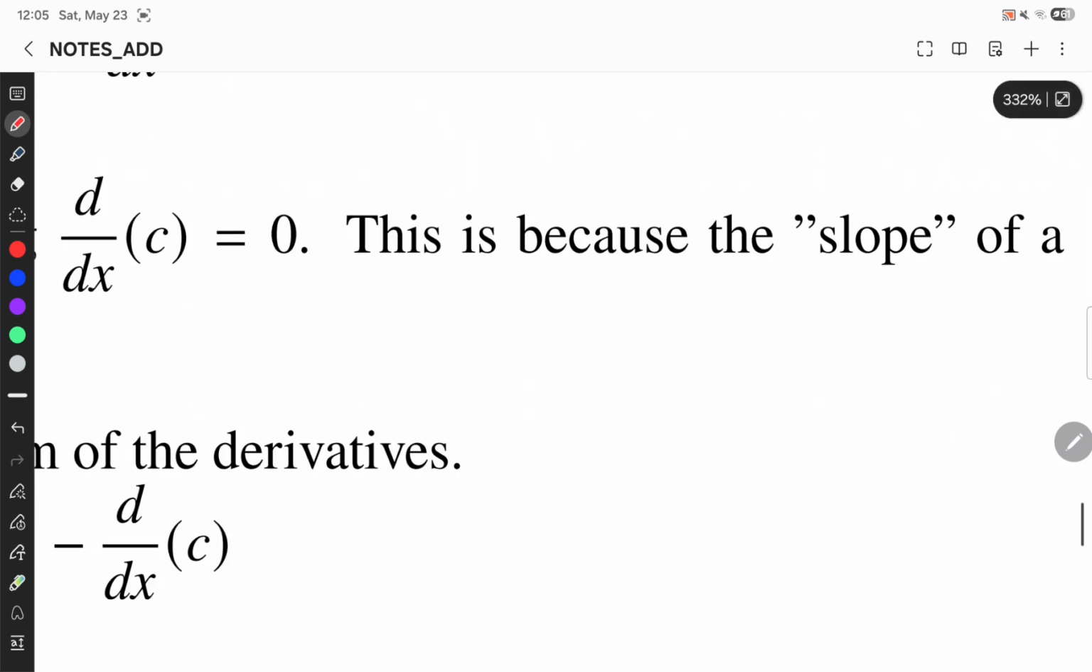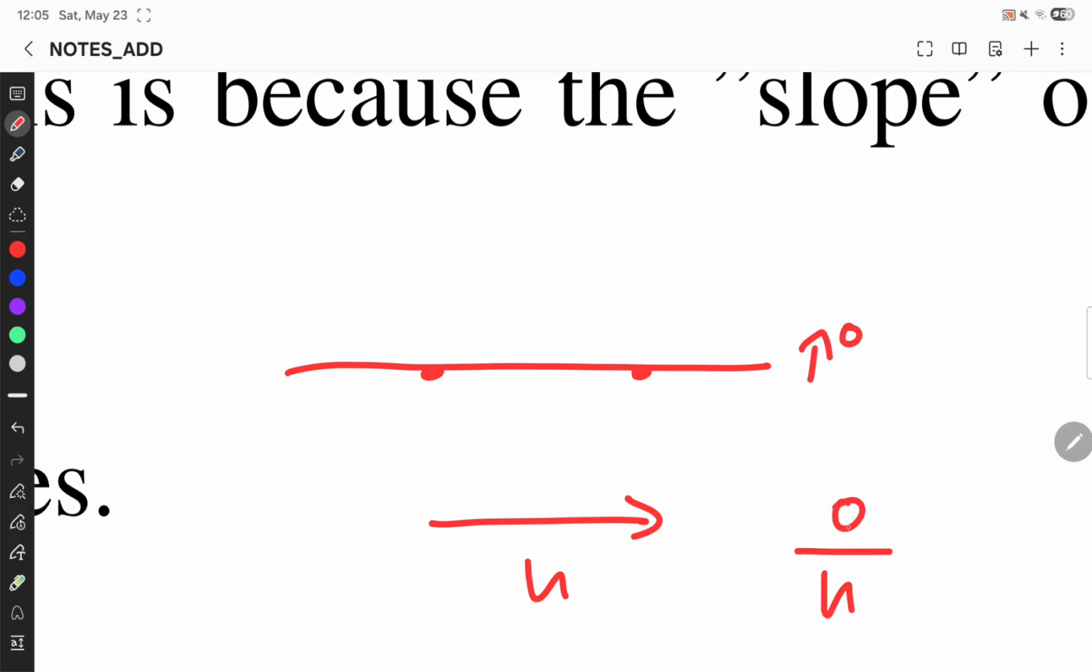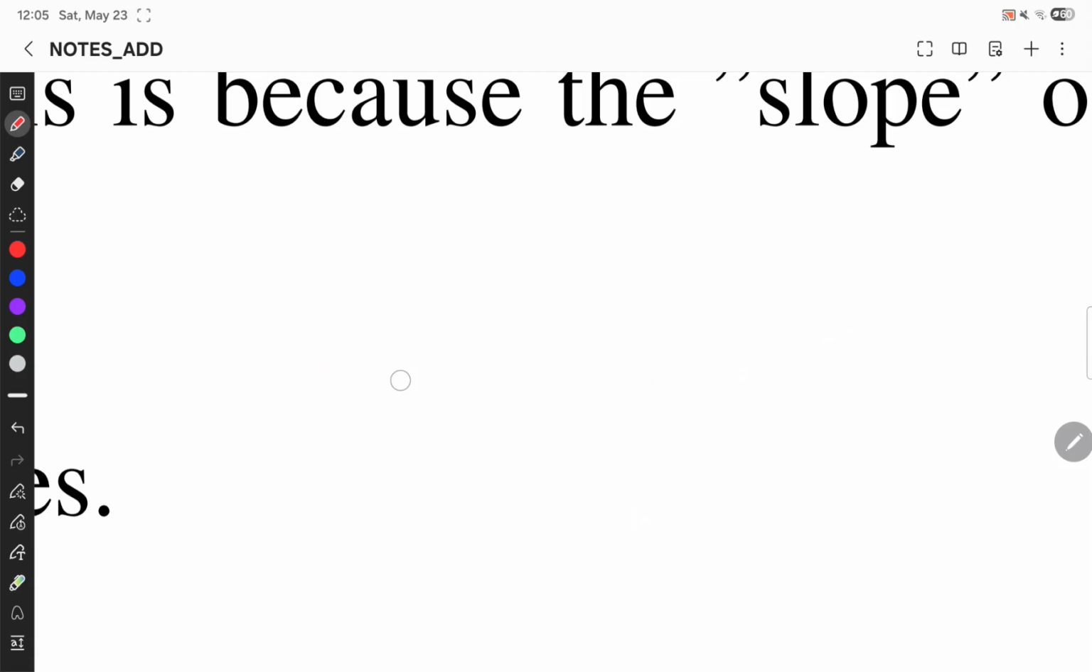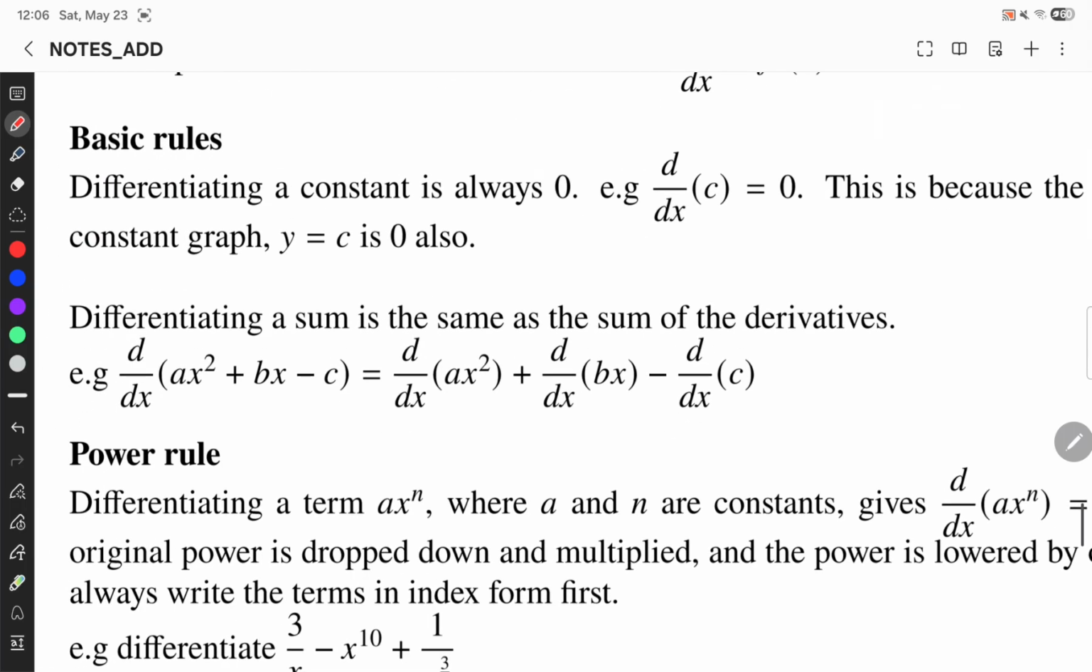And another thing, if you do not understand that, you can see that we move by h, but we rise by 0. So this is rise over run, which is inevitably 0. Easy, right? Good. Differentiating a sum is the same as the sum of the derivatives.